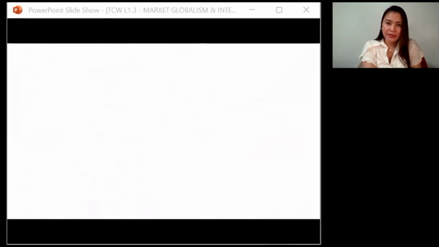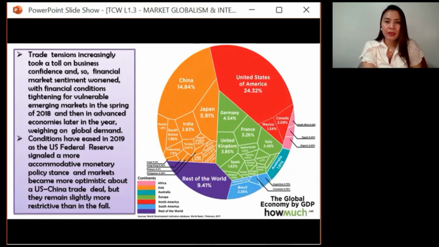In having this factors affecting the global market, trade tensions basically increased and then took a toll on business confidence. And so financial market sentiments worsened, with financial conditions tightening for very vulnerable emerging markets in the spring of 2018.